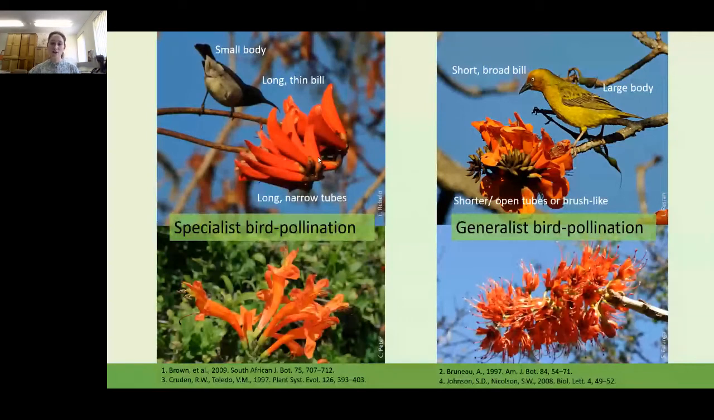The second class of bird pollination is generalist bird pollination, and the birds that pollinate these flowers are larger and have shorter bills, and these are birds such as weavers, drongos, orioles, and bulbuls. The flowers that they pollinate have a more open flower structure with exserted anthers and stamens. They tend to have a larger nectar quantity than specialist bird-pollinated species and a higher concentration of hexose sugars, and the nectar is also richer in amino acids.